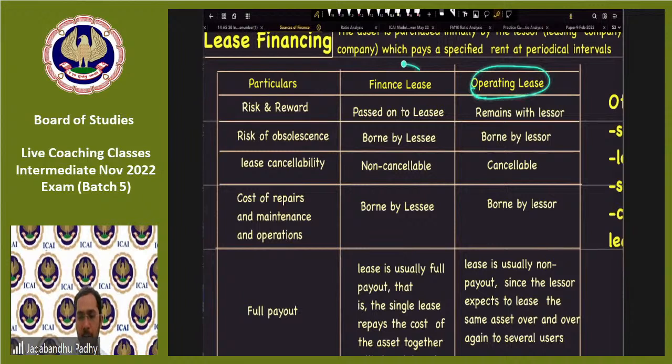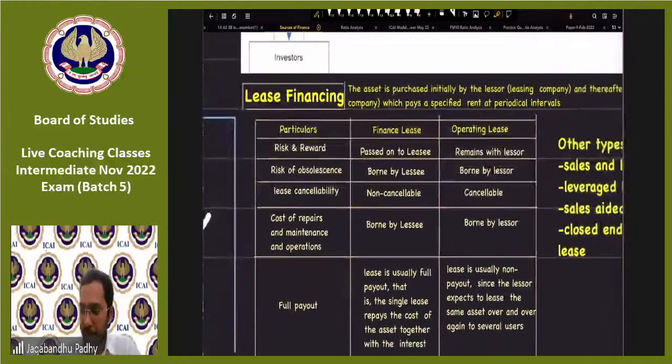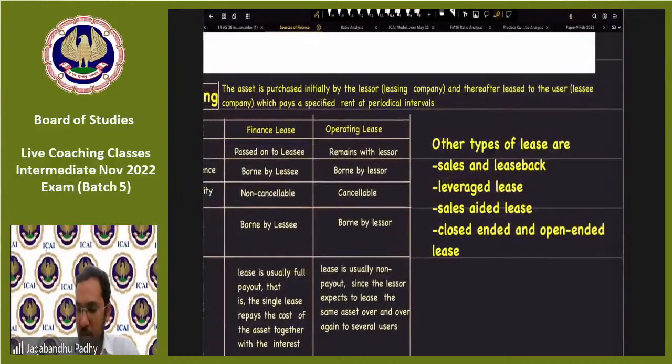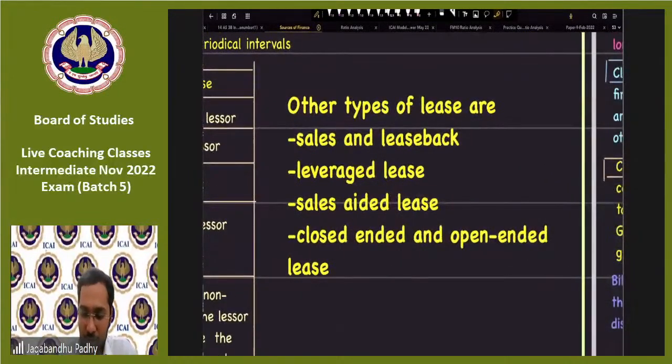Will they prefer an operating lease or a finance lease? The aircraft companies, will they prefer a short-term lease or a long-term lease? Obviously, it will be a finance lease because they will take it for a longer duration, right? Some of the other types of lease that we have is sale and lease back.